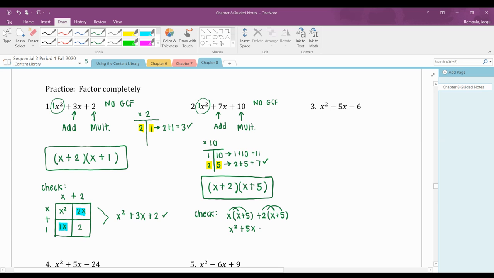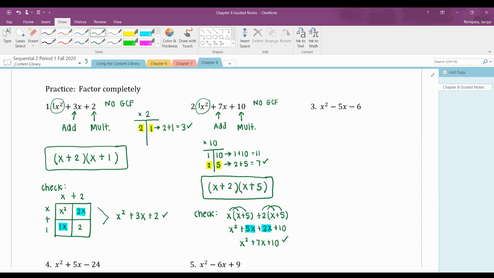If I distribute a positive 2, 2 times x is 2x, and 2 times 5 is 10. I see that I have a couple of like terms in the middle. So that takes me then to x squared plus 7x plus 10, which is the problem that we started with. So it checks out. I know that I did the problem correctly.